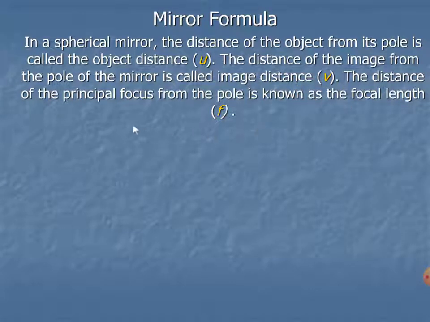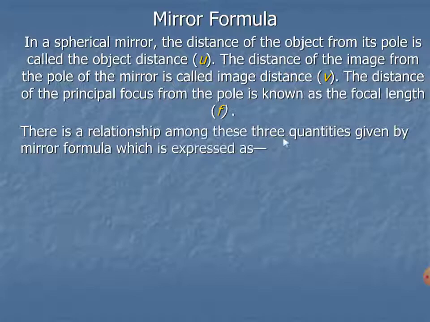Distance between the pole and the principal focus, we call it as focal length. So the relation or the formula connecting these three physical quantities, u, v and f. U means what? Object distance. V means what? Image distance. F means what? Focal length. So the relation or the equation relating this object distance, image distance and focal length, we call it as what? Mirror formula.